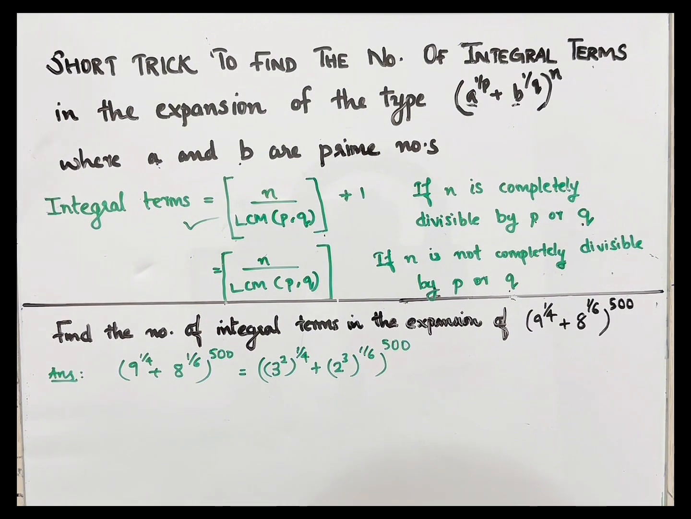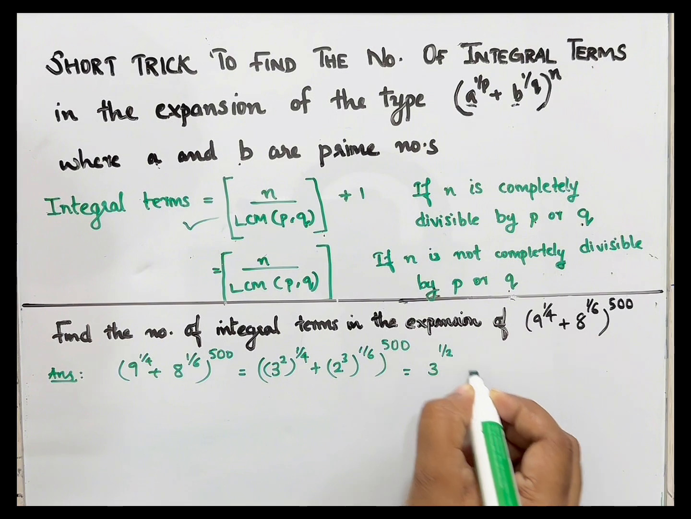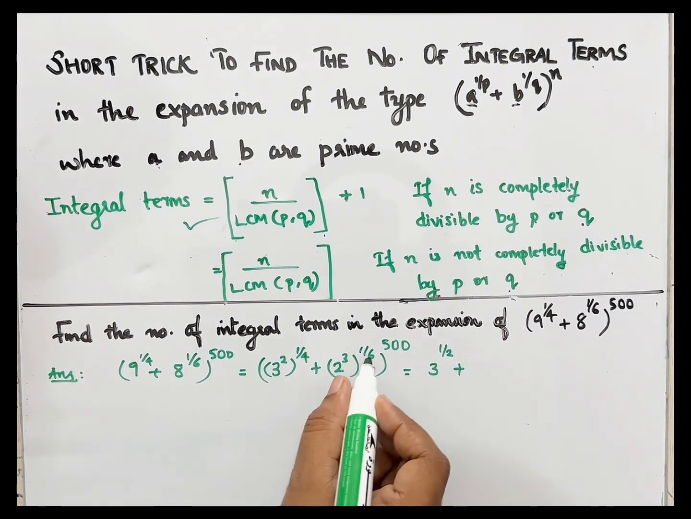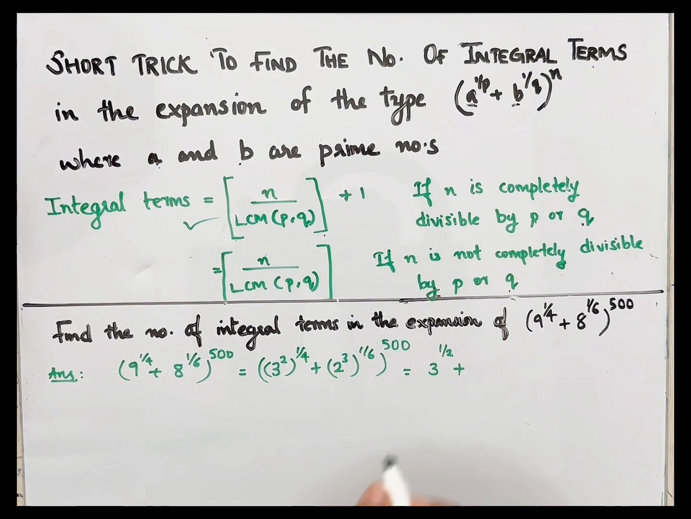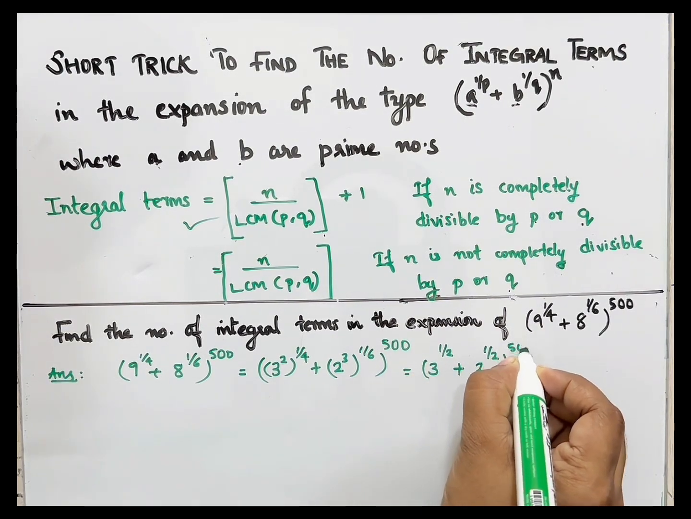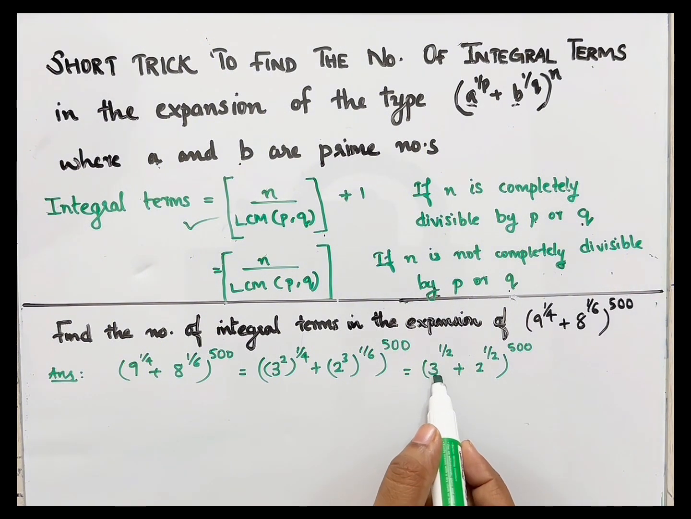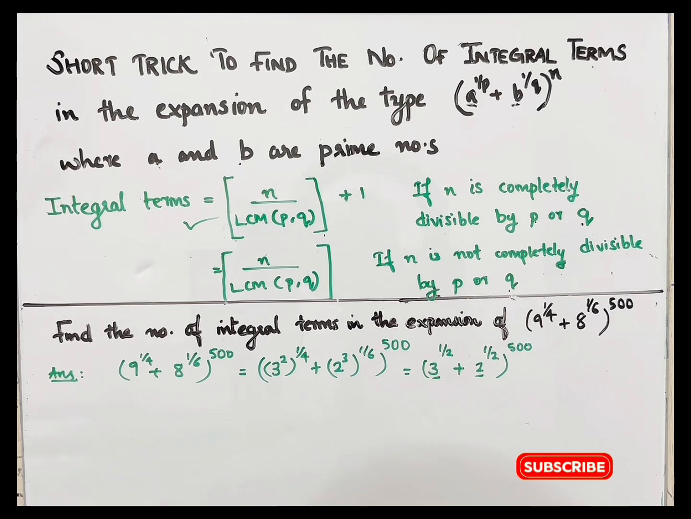That's equal to (3^2)^(1/4), which we can write as 3^(2/4), that is 3^(1/2), plus (2^3)^(1/6), that is 2^(1/2), whole raised to the same power 500. Now we have converted this expression into this form, with these two numbers 3 and 2 both prime numbers. Therefore we can apply this short trick here.